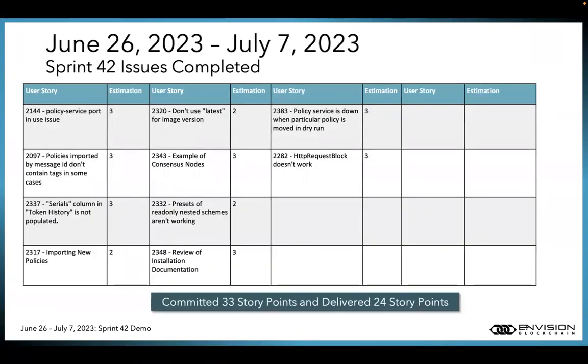So just a quick overview of what we covered in Sprint 42. In Sprint 42, we committed to 33 story points and we delivered 24 story points, in which we completed some of the bugs, which are 2144, 2097, 2337, 2317, 2320, 2282, 2383. And also we improved our documentation, which is 2348, the review of installation documentation.